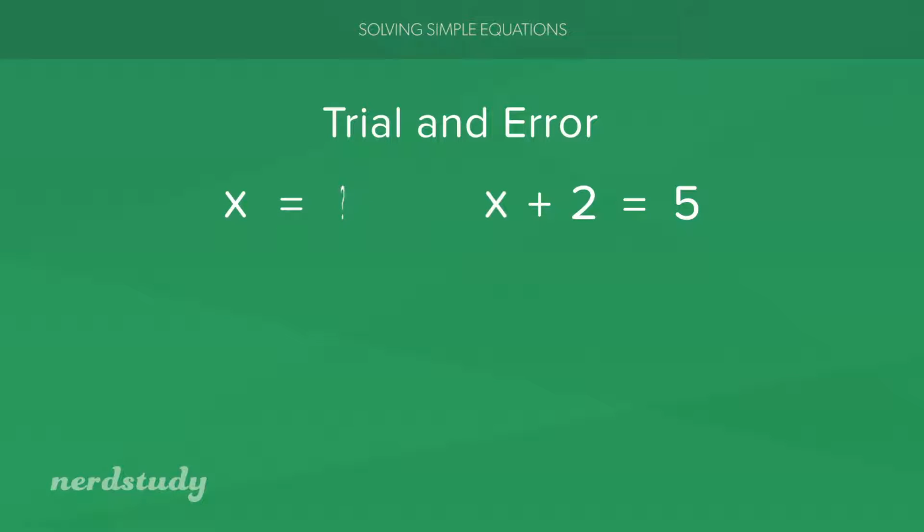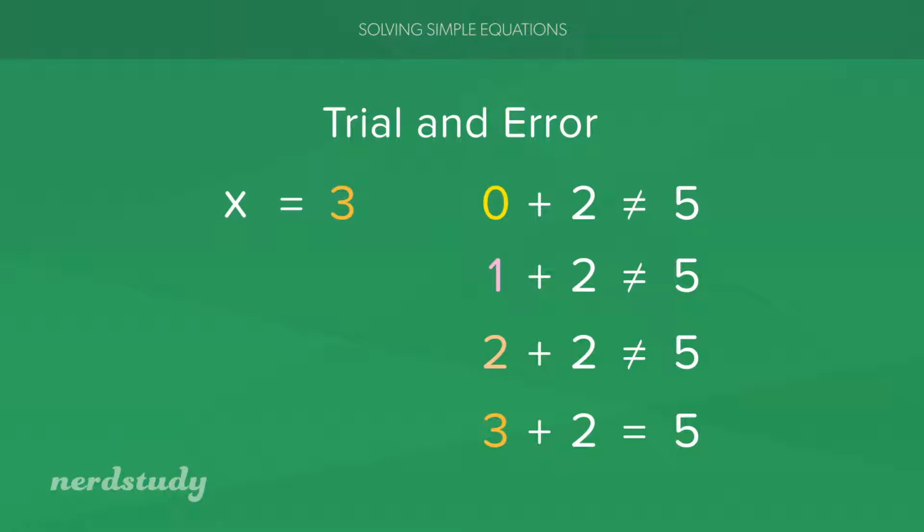Let's start with 0. 0 plus 2 does not equal 5. So, x is definitely not 0. Let's try 1. And 3 is not equal to 5, so x is not 1. So let's move on to some more guessing. We try 2. 2 plus 2 does not equal 5, so x isn't 2. Now let's try 3. Well, 3 plus 2 does equal 5, so it seems like we got our answer.